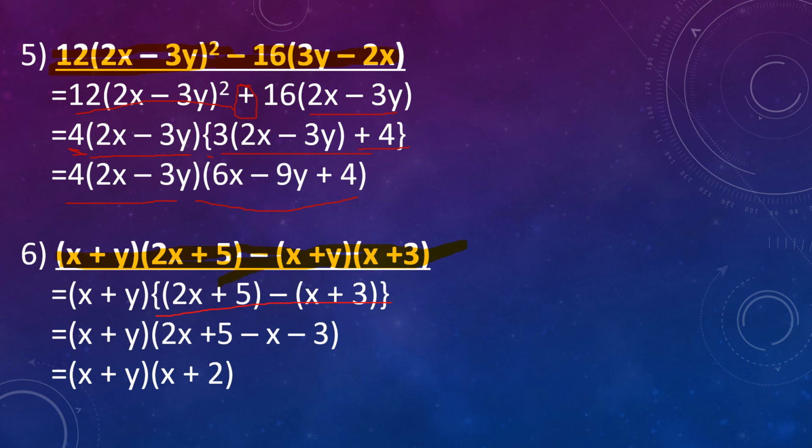Simplify the curly bracket, you will get children 2x plus 5 minus x minus 3. Common part will remain as it is, x plus y. Now if you simplify this, you will get x plus 2. So overall factorized form is (x plus y) into (x plus 2).